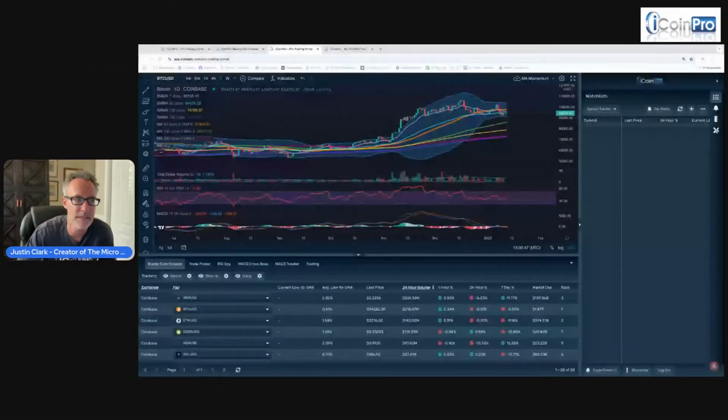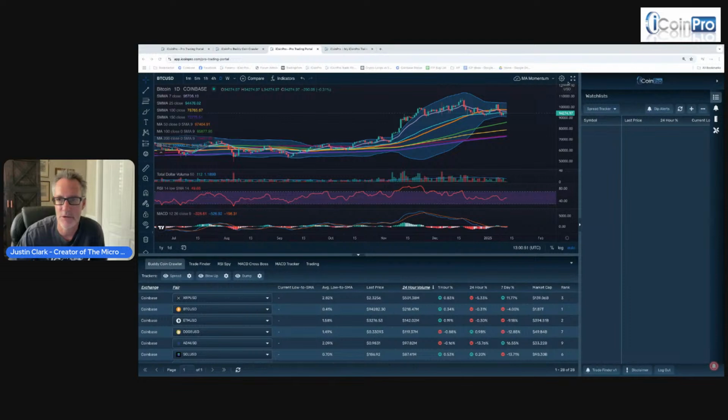So with that said, I'm going to jump right into this. We're going to be taking a look at a chart setup. It's called the MA Momentum chart setup. It stands for Moving Average Momentum, and it's a chart that we use to determine if there's potential momentum in a direction for the market.